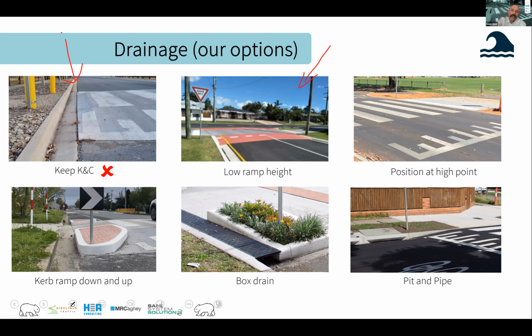The next one is a lovely sort of luxury if you can possibly do it. You position your crossing at a high point, so water will flow away. Now, you have to balance that with pedestrian desire lines and all the wonderful stuff that was done about location of crossing points, because just plonking your pedestrian crossings at high points so you don't have to deal with drainage is kind of a useless way to do it.